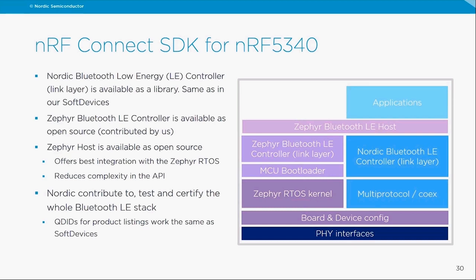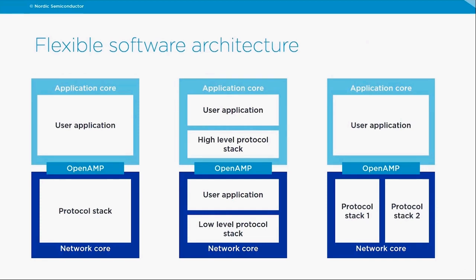And Nordic will contribute, test and certify the complete Bluetooth Low Energy stack. So you will have QDIDs for product listings, and it will work the same way as with the soft devices. So here I just want to show you the very flexible software architecture that we have. So you see the application core on top, and then a network core at the bottom, and then you have the interface between them, which is this Open AMP that I mentioned earlier.